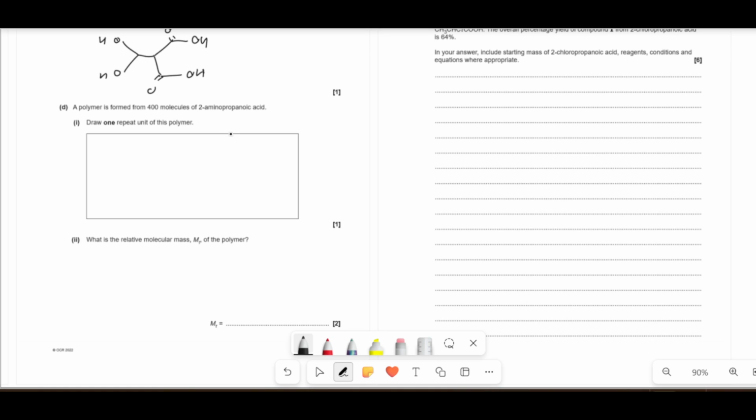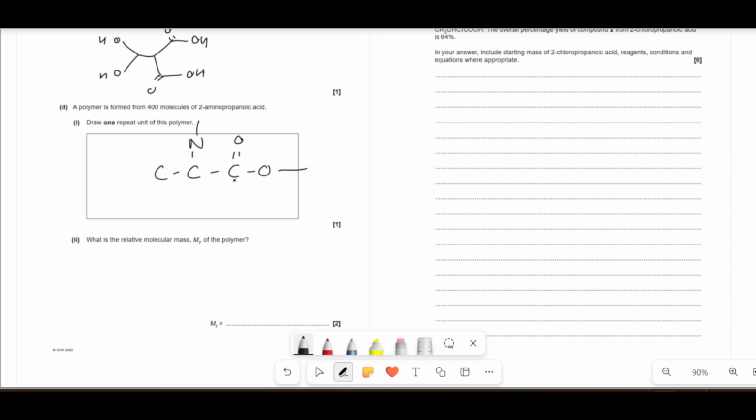Draw 1 repeat unit. So it's 2-aminopropanoic acid. So 1, 2, 3. Oic acid means that this would have had a double bond O and OH, but remember that's now open, so there you go. And then on the other side, it's 2-aminopropanoic acid. So amino, 1, 2 amino, N. It would have been NH2, but it's lost an H, like so.